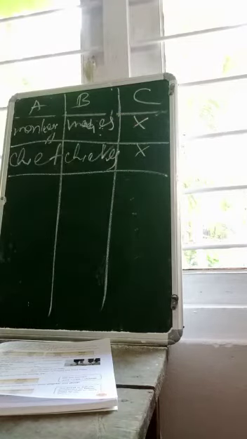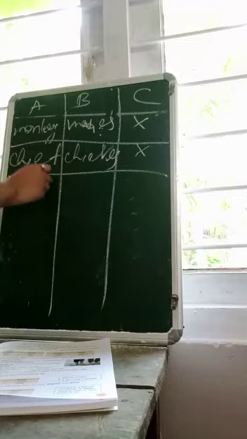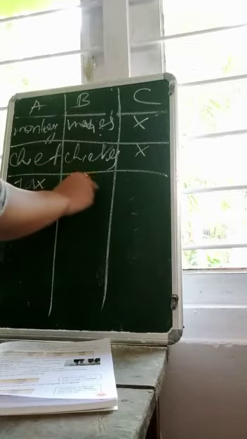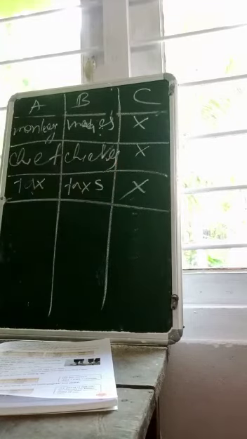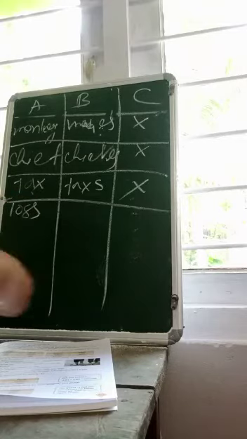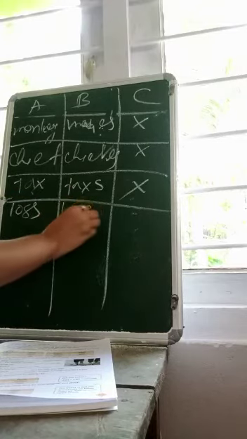Okay. Then we have tax. TAXS. This is the wrong plural form. If the last letter is X, okay, we have to add ES. That is the correct plural form. Okay, so this one is wrong. Then we have loss. Here we have losses.